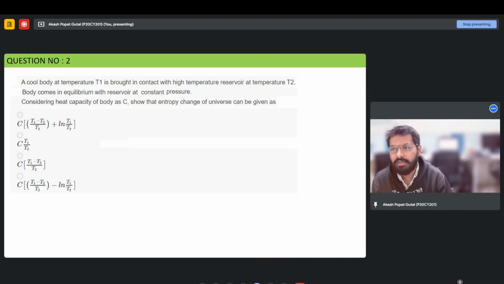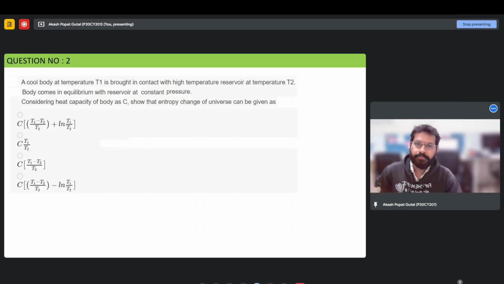The second question: a cool body at temperature T1 is brought in contact with a high temperature reservoir at temperature T2. The body comes into equilibrium with the reservoir at constant pressure. It's given. Considering heat capacity of the body C, show that the entropy change of the universe can be given as one of the four options given. You need to choose the right one.